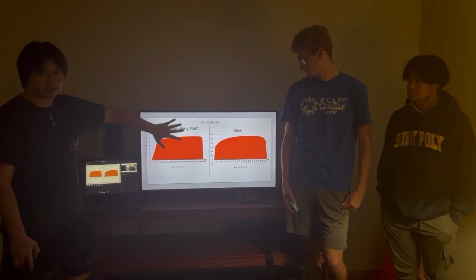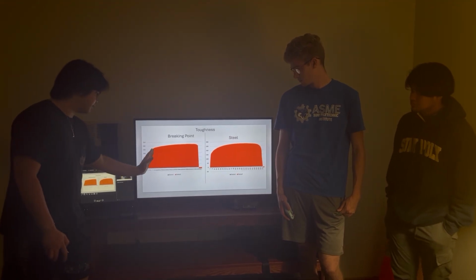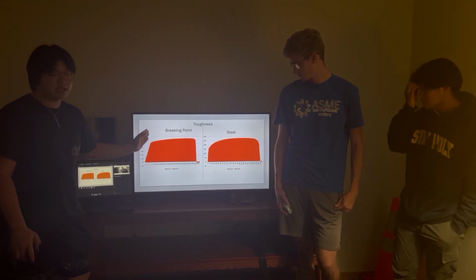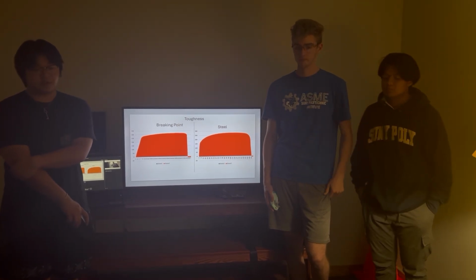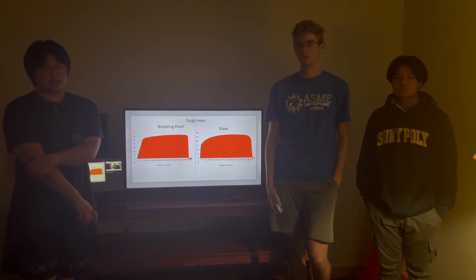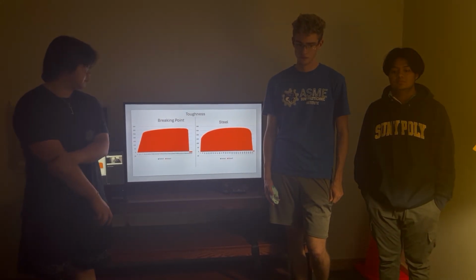So this is a graph that we're going to go through afterwards. But from this point to this point, where it's a linear graph, that's where you would find the linear portion of the stress-strain curve. Taking the area of this is how you would find the resilience of a material.